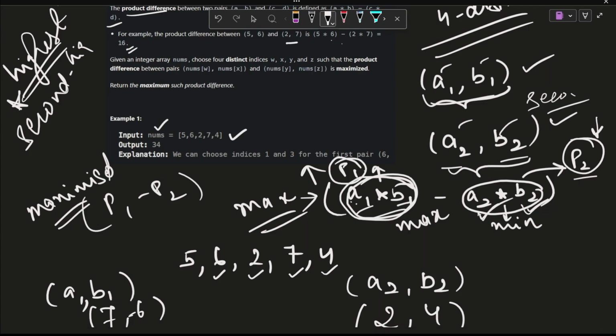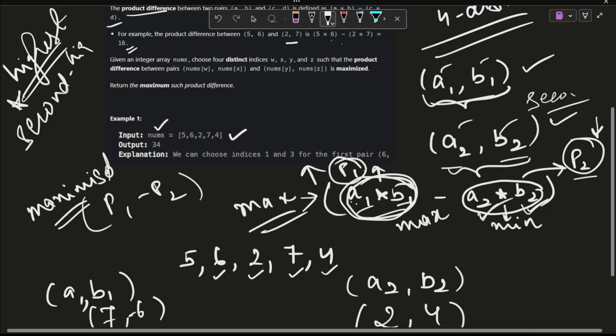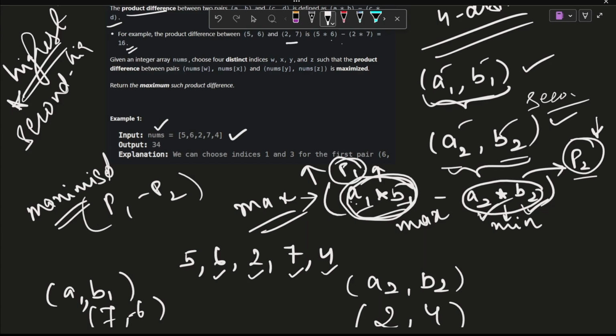To take the product difference, as we have been told, we have to take the multiplication of both the elements present in the first pair, take the multiplication of both the elements present in the second pair, and then do the subtraction. So for the first pair, we will multiply 7 into 6, the product will become 42, and for this we will take 2 multiplied by 4, so the product will be 8. So the product difference will become 42 minus 8, which is equal to 34, and that is what is given to us in the answer. So yes, our logic is working completely fine.